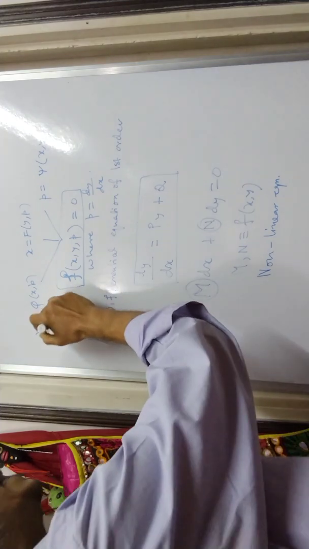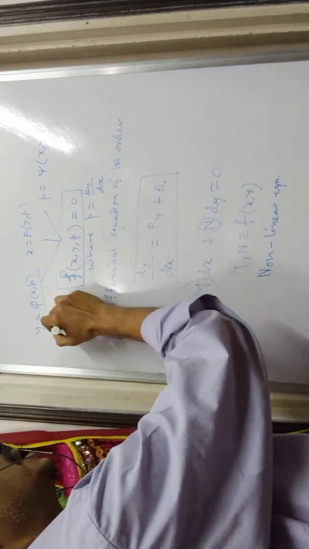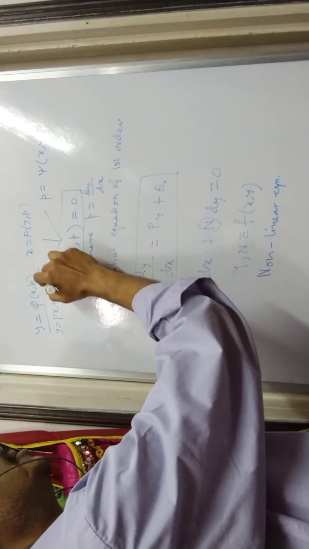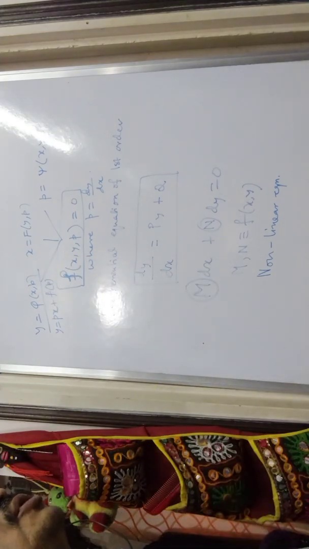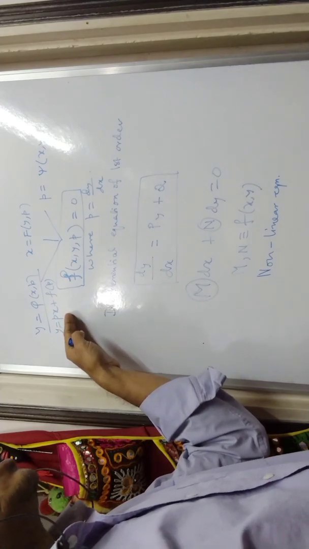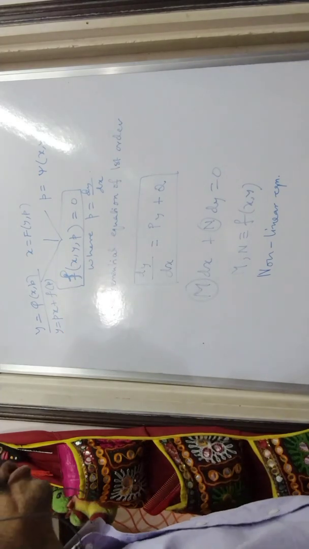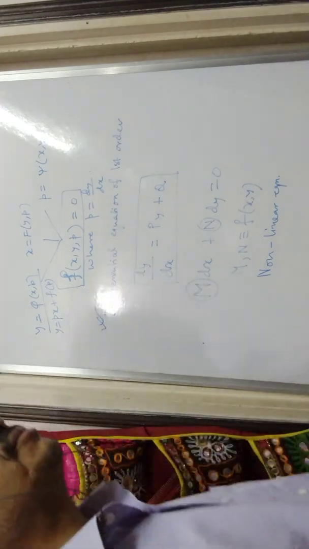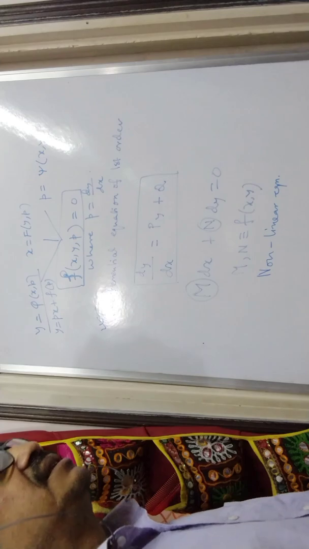And in this first category, we have the famous Clairaut's form, which is written as y equal to px plus f(p). So these are the broad categories in which we can classify differential equations of first order.